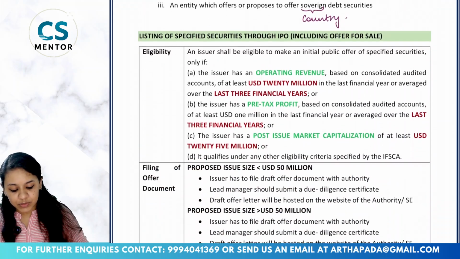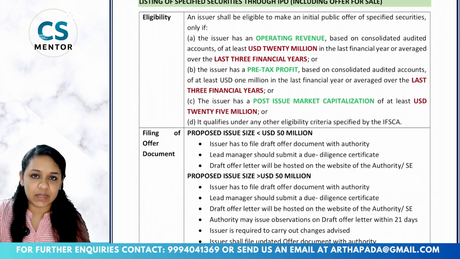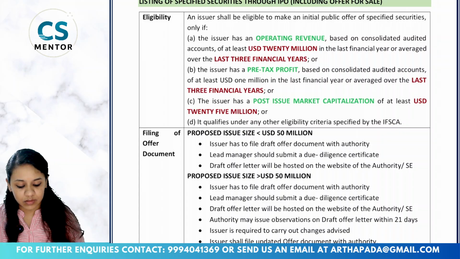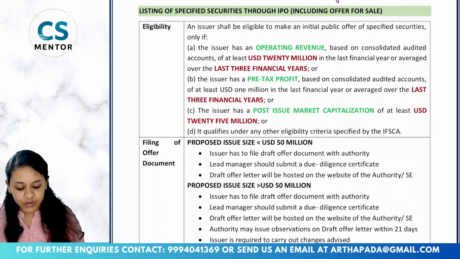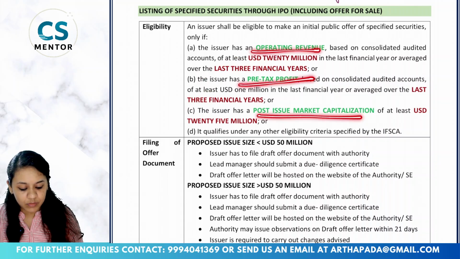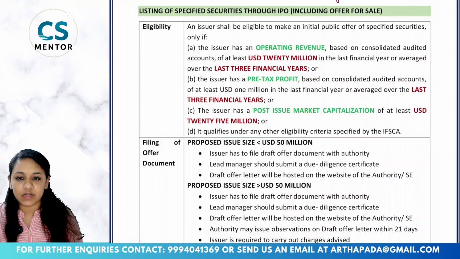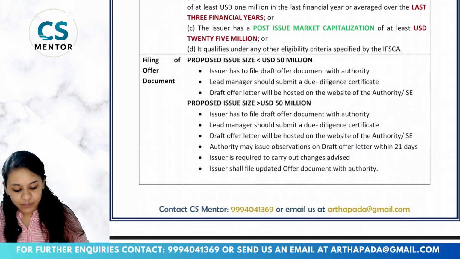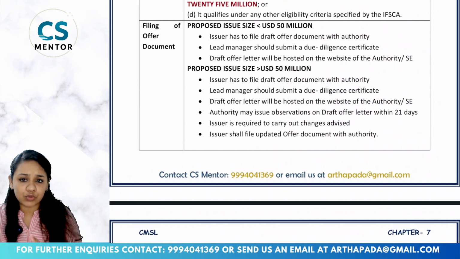And then eligibility criteria. And here's a completely technical part, just like your ICDR chapter. Operating revenue of at least 20 million USD over the last 3 financial years. Basically, they're saying operating revenue, pre-tax profit, and post-issue market cap: operating revenue 20 million USD, pre-tax profit of 1 million USD, and post-issue market cap 25 million USD.